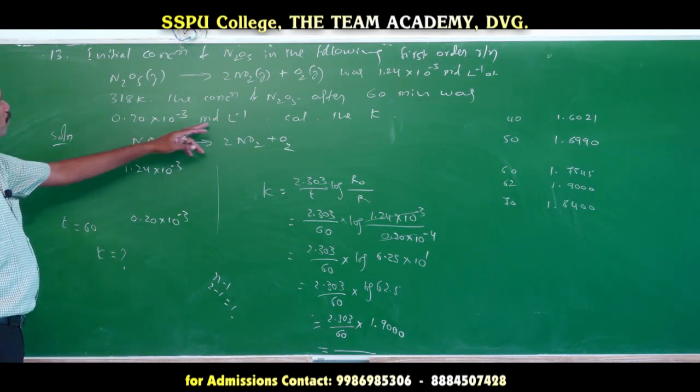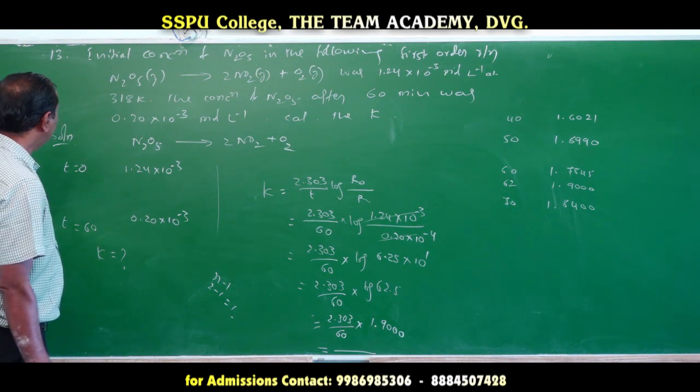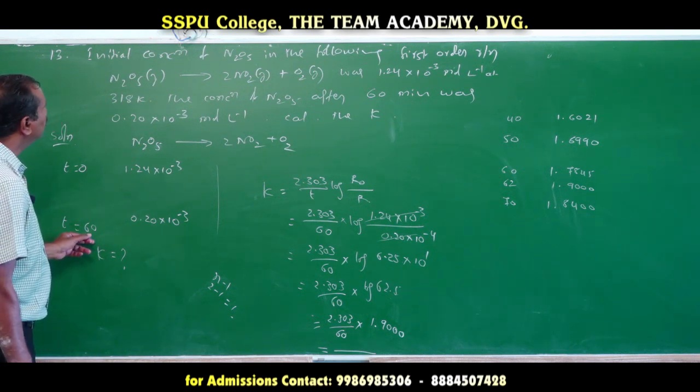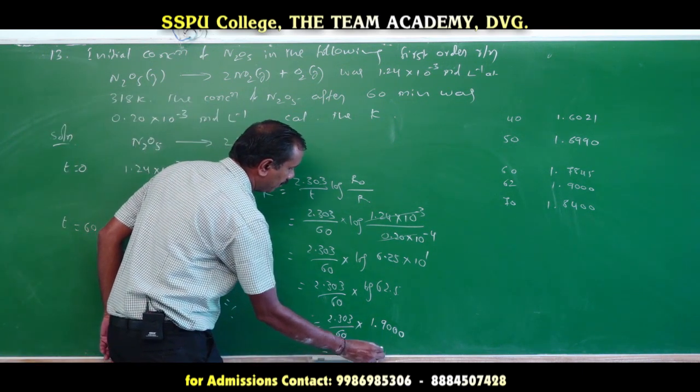So here mole per liter is given, to find out the K, time is given in terms of what? Minutes there. So time in minutes means what? It should be per minute.